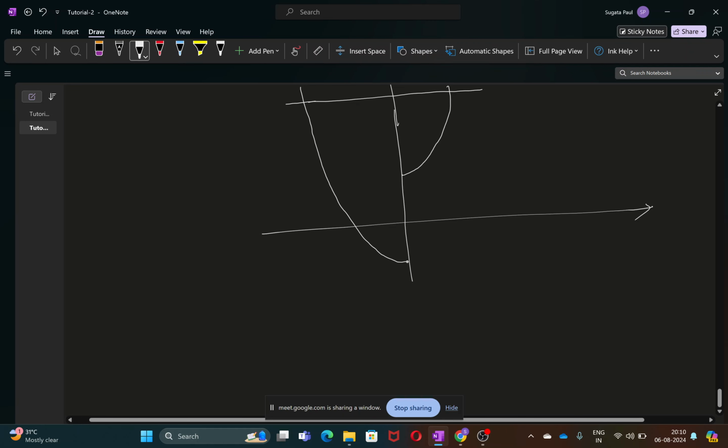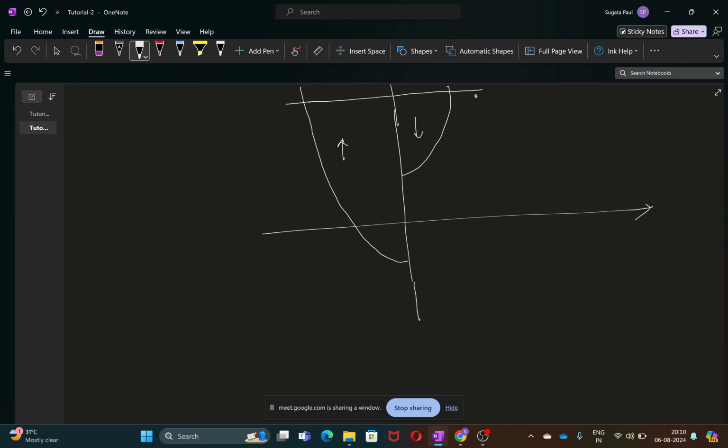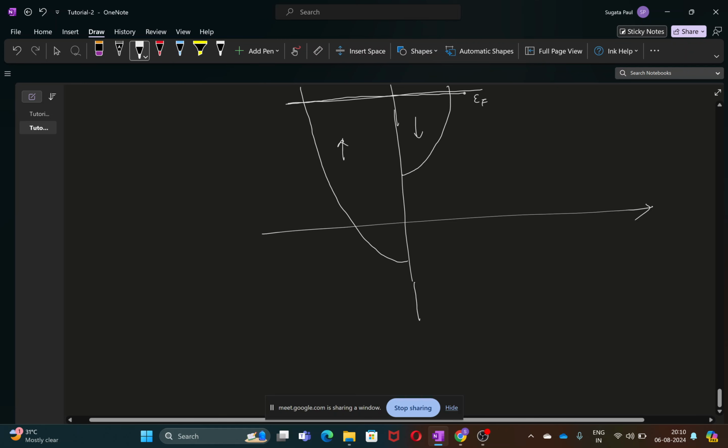So this is your spin up band and this is your spin down band. Okay, and so basically you now have a uniform Fermi level defined, because this is a single line Fermi level crossing through both the bands, since it has now reached thermal equilibrium. This is the case for B not equal to 0, when a non-zero magnetic field is present.